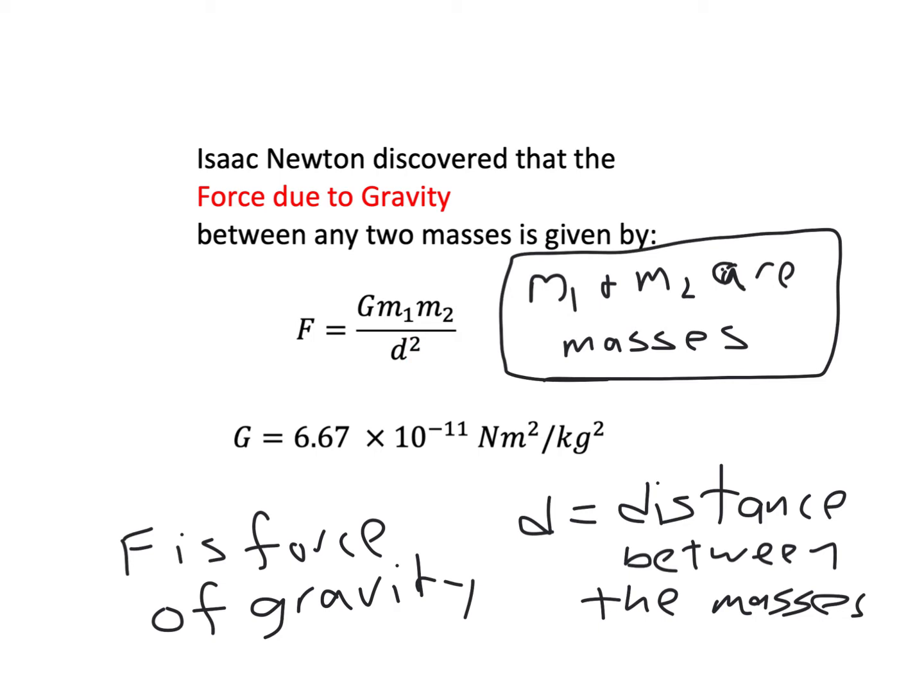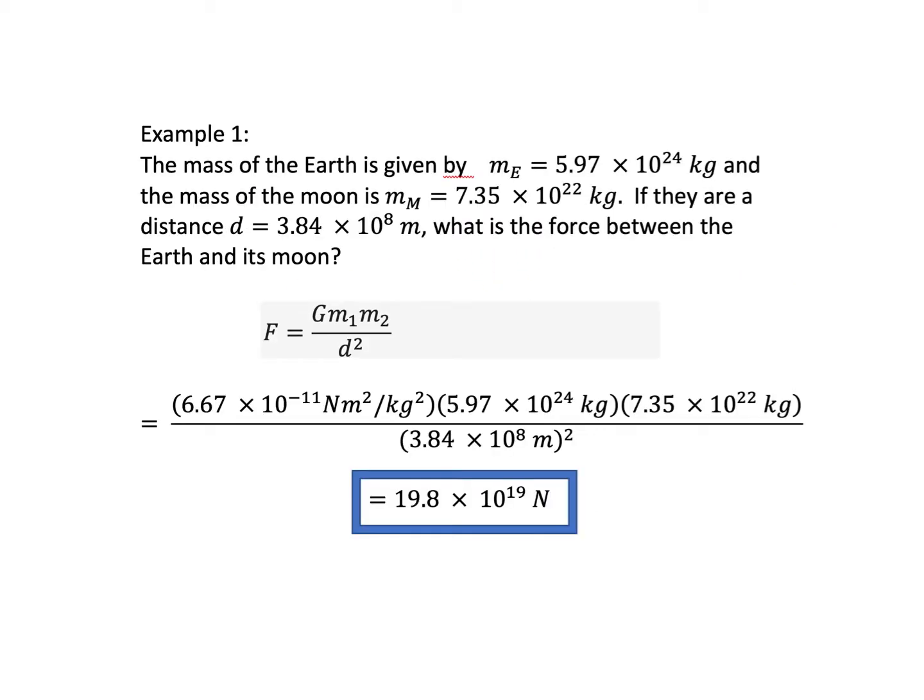This is sometimes called Newton's universal law of gravitation because it applies throughout the whole universe. Any two masses, you and the planet Earth, have a force of gravity between them. You and your next door neighbor have a force of gravity between you. Two asteroids floating in outer space have a gravity force that's attracting them together. So the force of gravity is given by this formula. Let's look at an example.